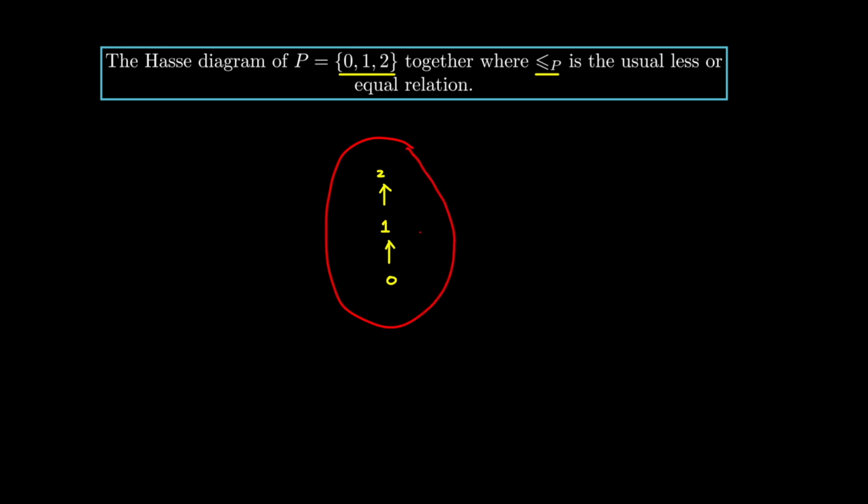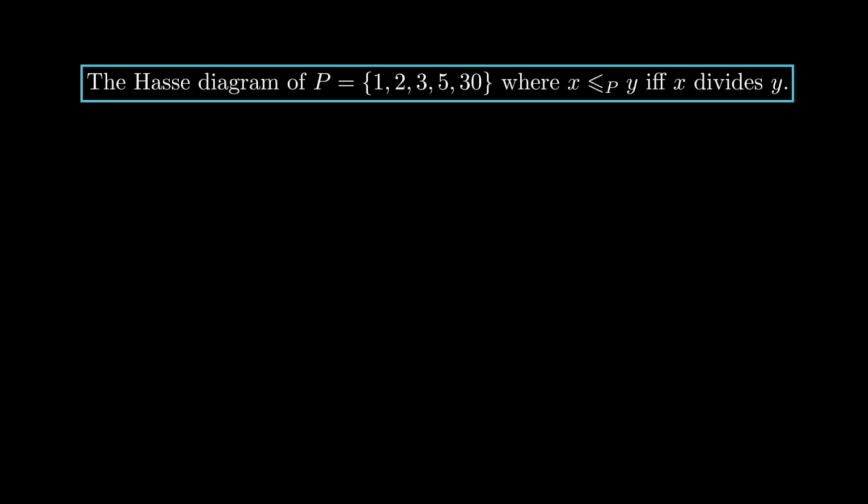Okay, so let's try a little bit more challenging example. Let's look at the divisibility relation applied to a specific set, namely this one. We want to produce the Hasse diagram again, but now the less or equal has a slightly different meaning. The less or equal here is essentially just the divides relation, so we're considering the divides relation restricted to the set here. At the very bottom, because 1 divides everything, that's where the 1 will go. So we put 1 here.